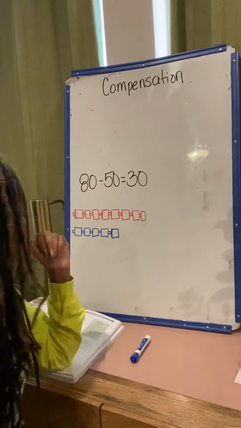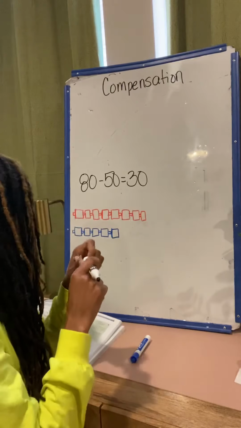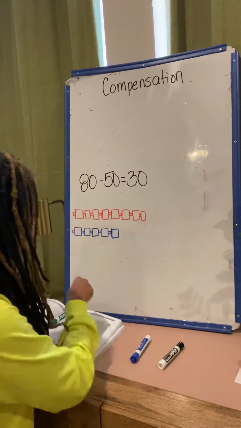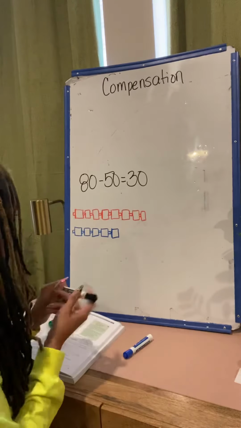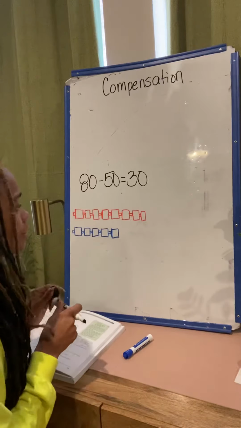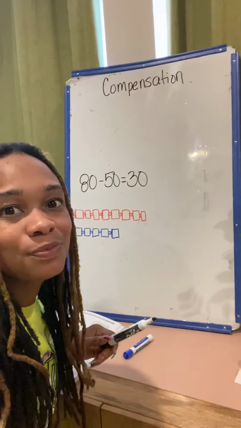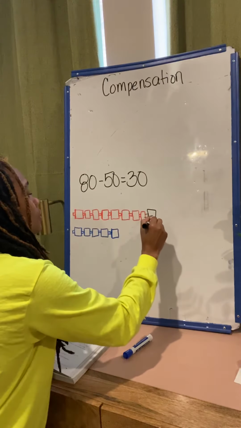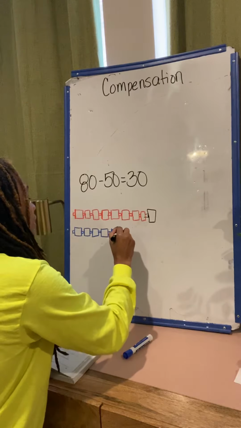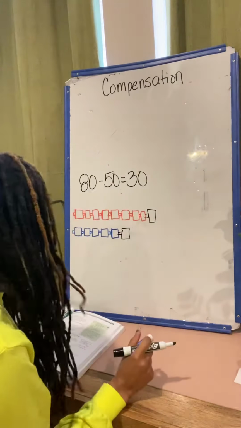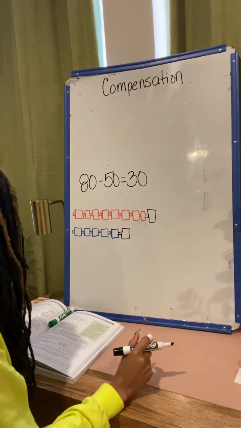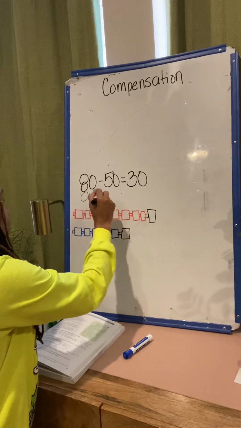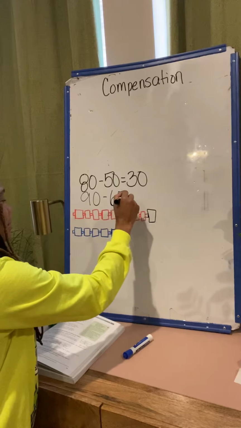The difference is 30. So now what I'm going to do is add a Lincoln cube, and I'm just going to use my black marker. I'm going to go ahead and add a Lincoln cube to the end of both. So here's my Lincoln cube that I added to the end of both. Now say the number sentence. So now I would have 90 minus 60 equals 30.